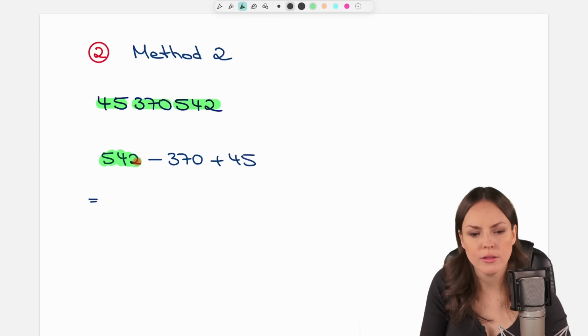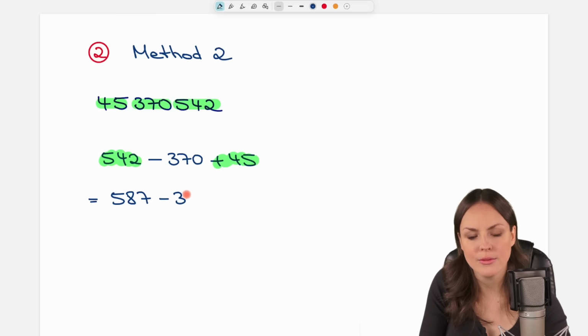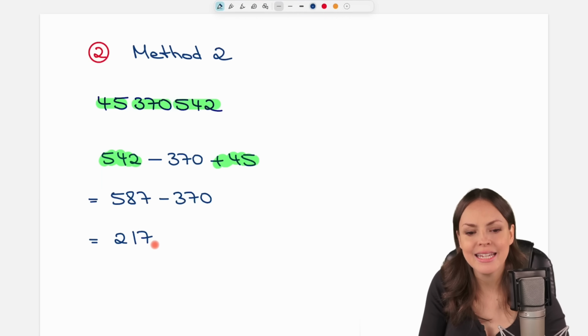Okay, now let's just calculate this. Maybe first the 542 plus 45, which is 587, and then we subtract the 370. We get a result of 217, and now the same thing. If this number here is divisible by 7, then the original number is divisible by 7. If not, then also the original one is not. Is 217 divisible by 7?